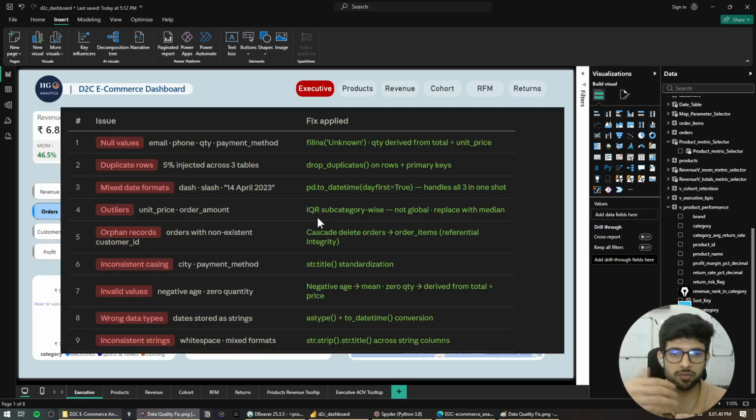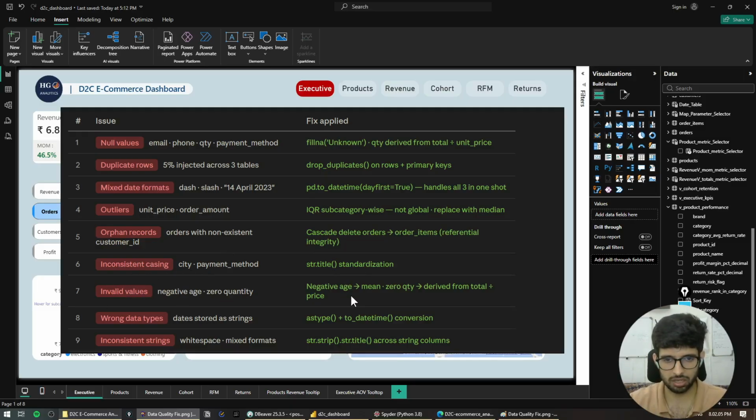ranges for each product are very different. For a t-shirt, it ranges from 3,000 to say 6,000, and for a TV, it ranges from 15,000 to 1.5 lakhs. So I have used the IQR method. Then for the orphan records, I have cascade deleted all the orders that were wrong, and for inconsistent casing, I have done the standardization.